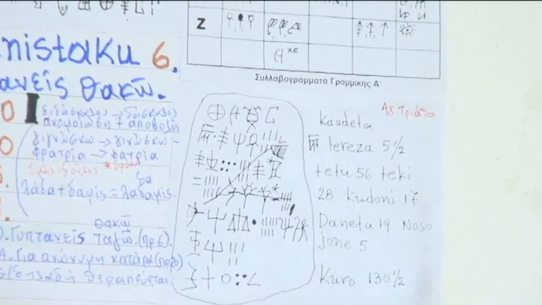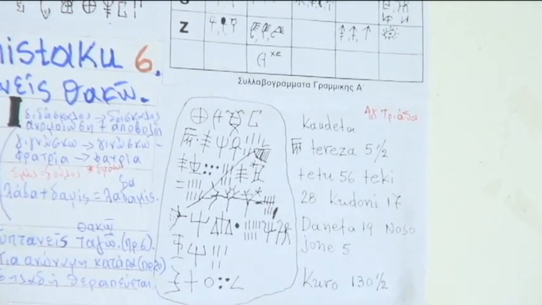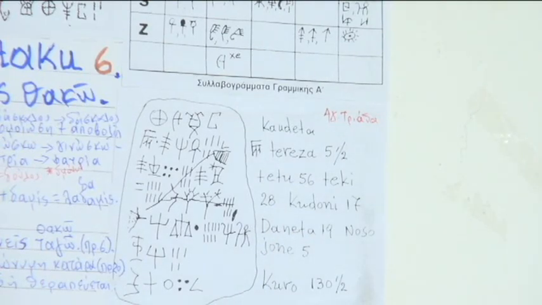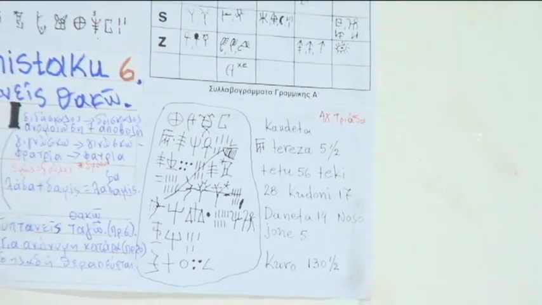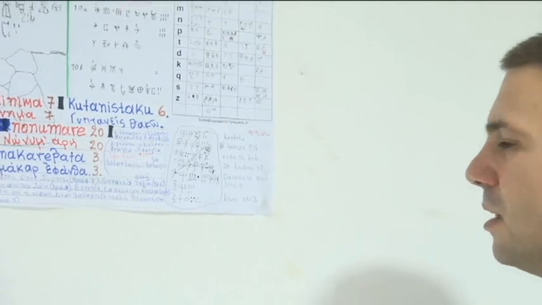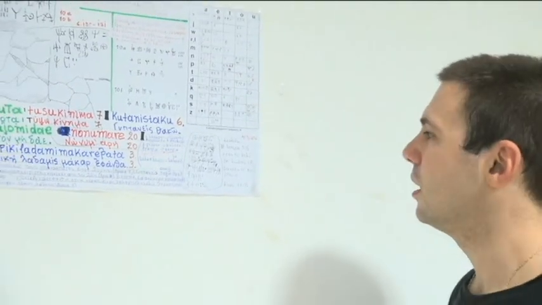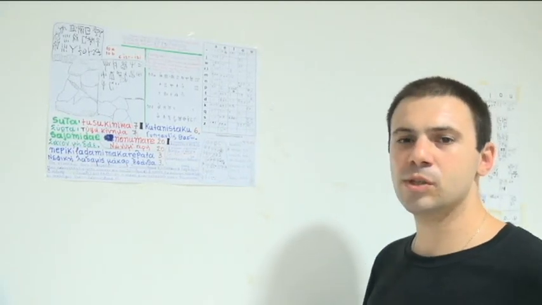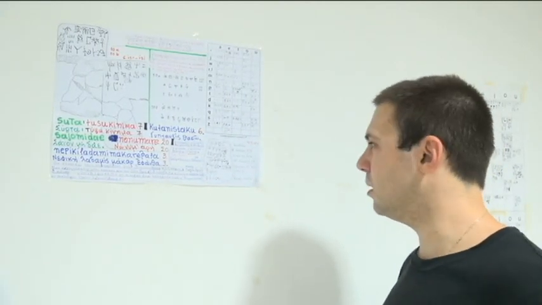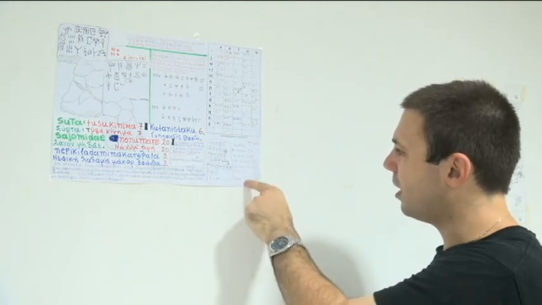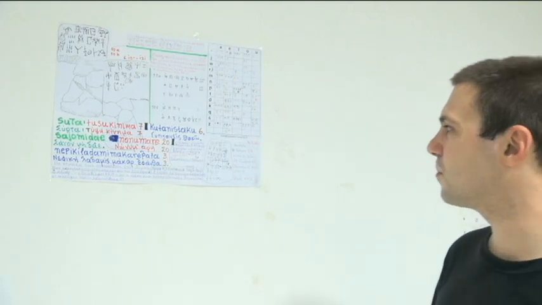Kudoni, Kidonis, people from that place. And then Daneta, the Danaians that Homer describes, like in the Latin Timeo Danaos. And then Nosiones, the ones who are, let's say, sick, ill, they should give 5 units. And if you sum this all up, it's 130.5 units.